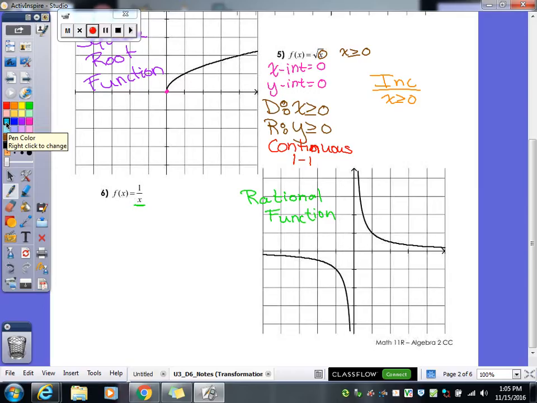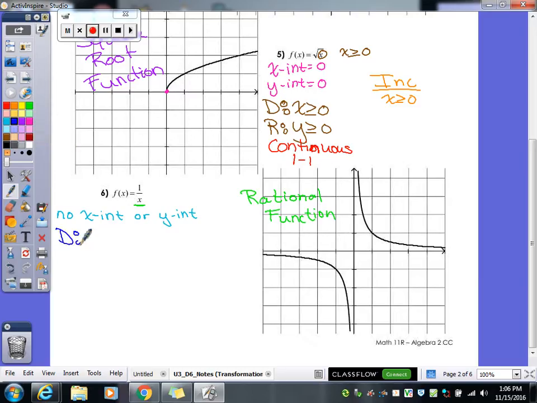Do we have an x or y-intercept here? No. No x-intercept or y-intercept. Now again, that's not always true. If I take my graph and I shift it down or up, I would then have one, but for right now we don't in our parent function.